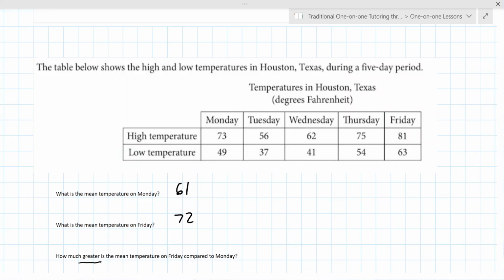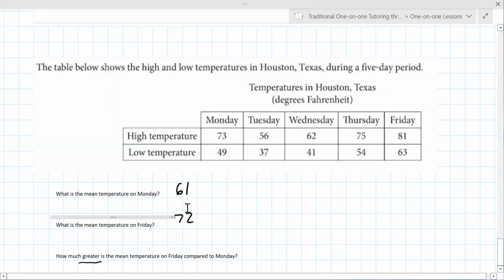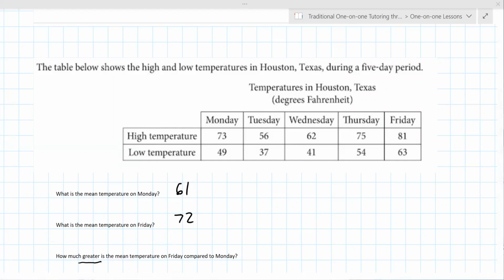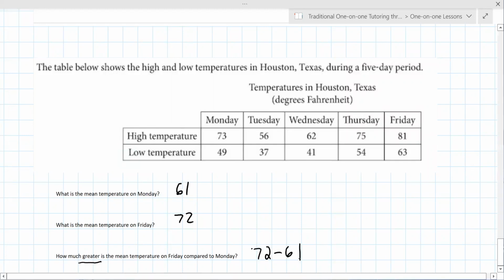72. No. The high score in a video game is 72. Your score is 61. How much greater is the high score compared to yours? Should I add those two? No. How about 72 minus 61? Yes.